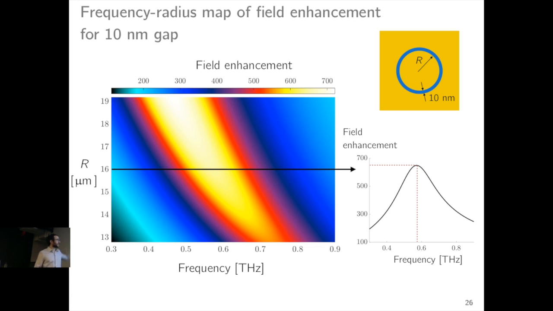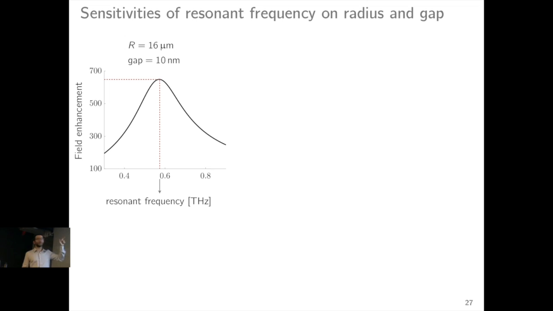Let's assume that we slice this graphic through the 16 micron line. 16 micron is the nominal value that we have used to construct the reduced basis. And then we end up with this frequency versus field enhancement distribution. This distribution, which corresponds to the radius being 16 microns and the gap being 10 nanometers, we can identify a relevant quantity, which is, for instance, this resonant frequency here, that happens at about 0.55 terahertz.